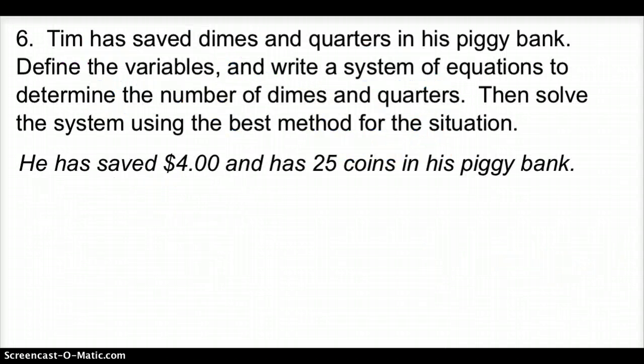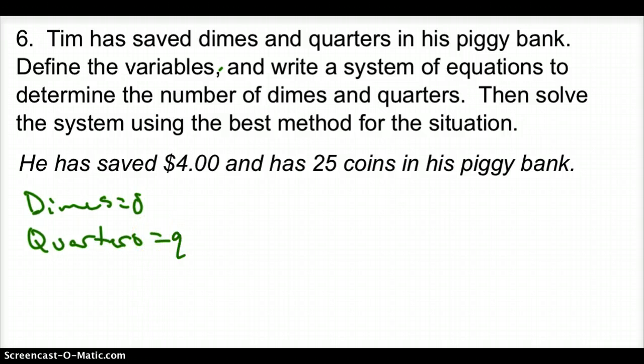All right, finally, everybody's favorite word problem. So Tim has saved dimes and quarters in his piggy bank. Define the variables and write a system of equations to determine the number of dimes and quarters. Then solve the system using the best method for the situation. Well, what do we have? I'm going to define my variables. I have dimes and I have quarters. I'm going to let dimes be D, and I'm going to let quarters be Q.